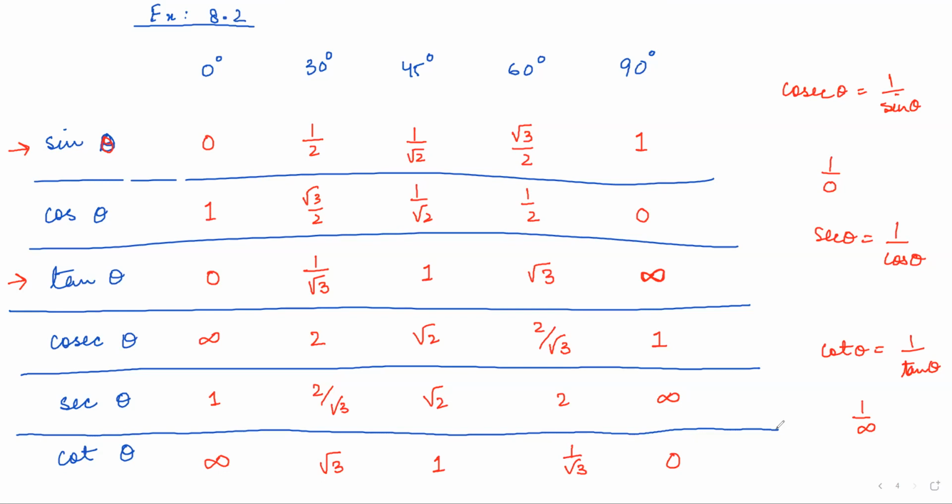Sine is 0, half, 1 by root 2, root 3 by 2, 1. Tan is 0, 1 by root 3, 1, root 3, not defined, like that. All right. So please keep this table in front of you now and we will be doing some questions from exercise. So, have you written? Okay. Now exercise 8.2.